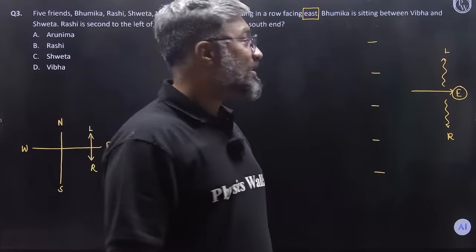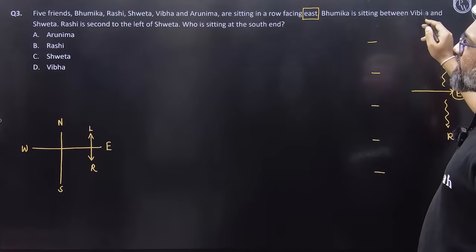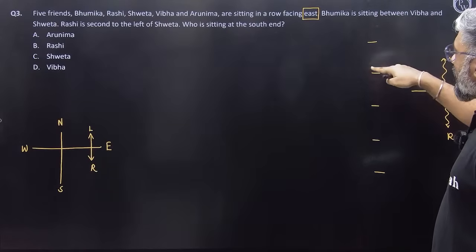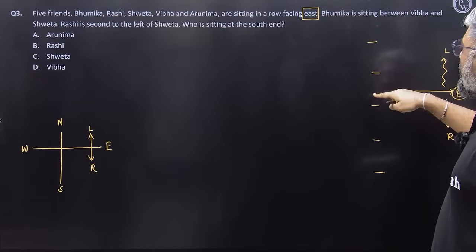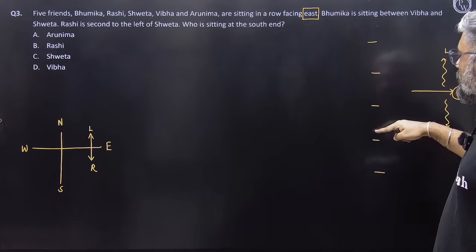Now tell me which one should we start with, guys? Which condition should we start with? Bhumika sitting between Vibha and Shweta. Would that be a good condition to start? Bhumika between Vibha and who? Shweta. Bhumika between Vibha and Shweta.